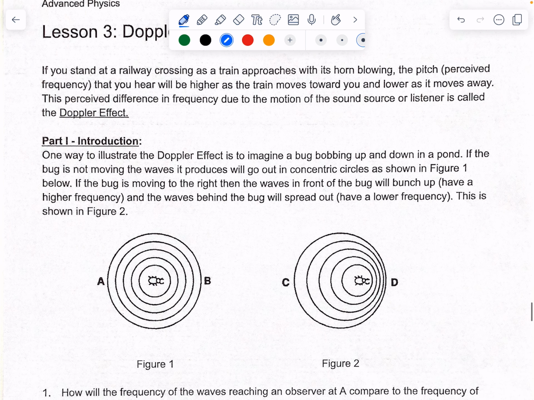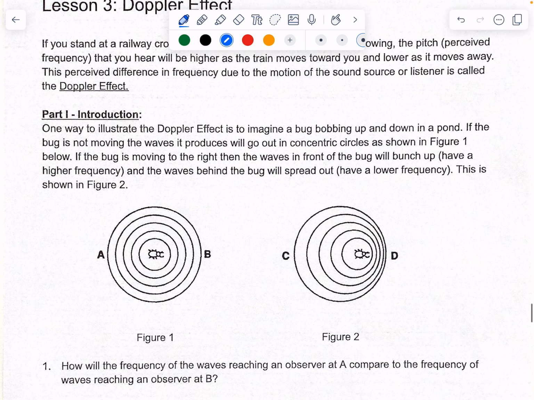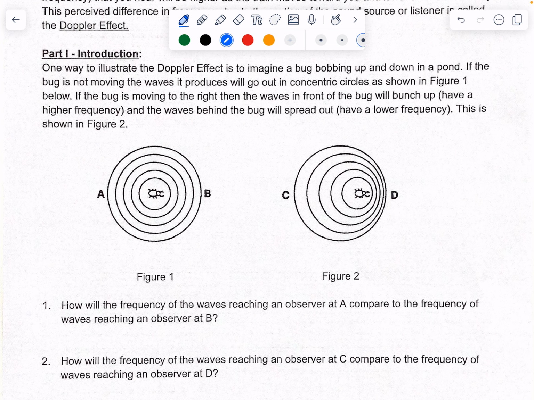The way we're going to do an example for this is we're going to have a bug bobbing up and down on a pond. Figure 1 is where the bug is just sitting in place, bobbing up and down, creating waves. Figure 2 is the bug now moving to the right. It's still bobbing at the same frequency, we didn't change anything like that, but now we just added movement to it. So number 1, how will the frequency of the waves reaching an observer at A compare to the frequency of waves reaching an observer at B?